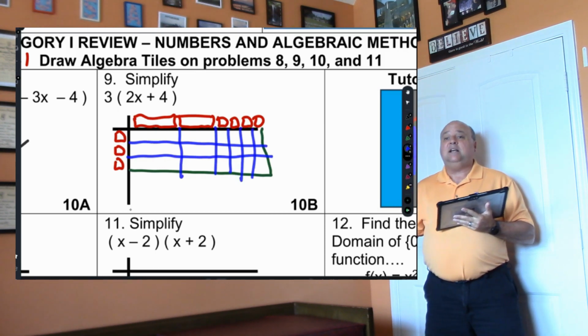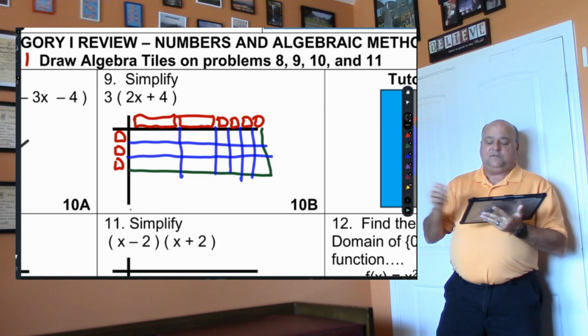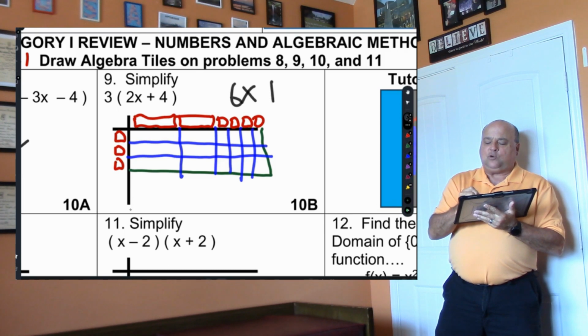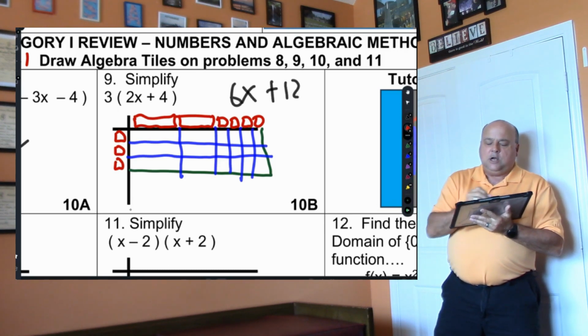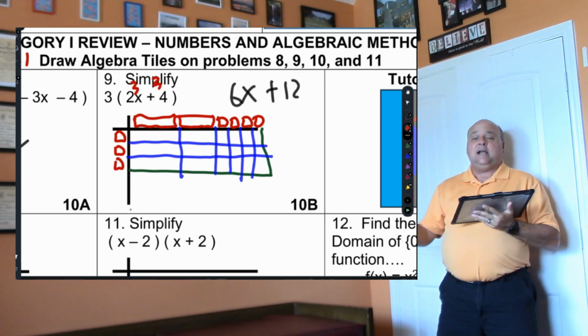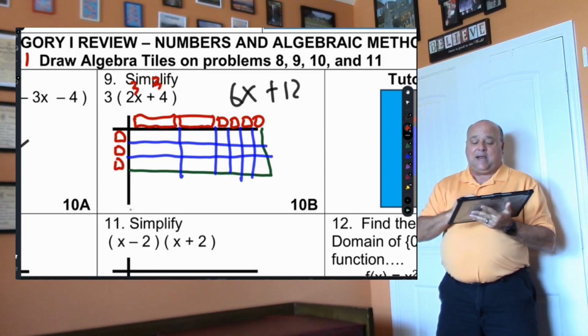Notice everything's positive, so nothing's going to get shaded. My answer is going to be the number of shapes. So I have 6 rectangles, that's 6x, and I have 12 squares, plus 12. Notice if I were to distribute, 3 times 2x is 6x, 3 times 4 is 12. I get the same answer.